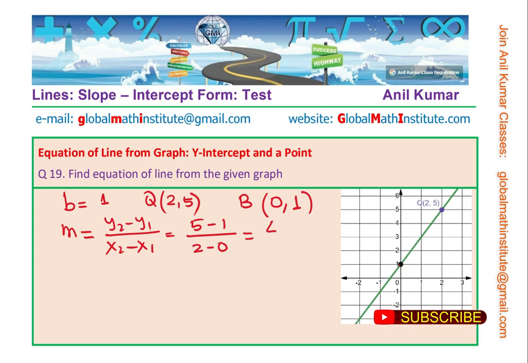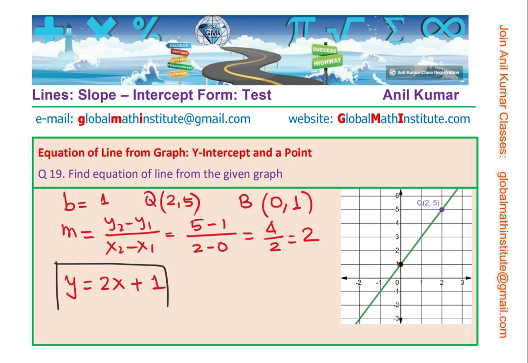5 minus 1 is 4. 4 over 2 gives me the slope of 2. And therefore, the equation is y equals 2x plus b, which is 1. You get the idea. So that is how we really get the equation of the line.